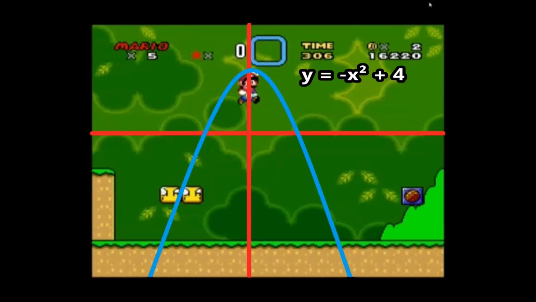The 4, which is called the constant, would represent how many units higher Mario started his jump. Changing the constant would make the parabola shift up or down. In this case, the parabola shifted 4 units up.